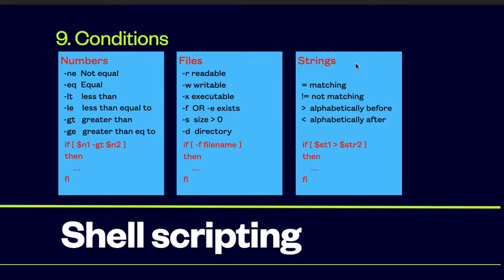For strings we can compare two strings by using equal to for matching them, and this exclamation and equal to for it will be true when the strings are not matching. This greater than: str1 is greater than str2, it will be true when the str1 is alphabetically coming before str2, and based on this we can execute some conditions. So this is all about theory.